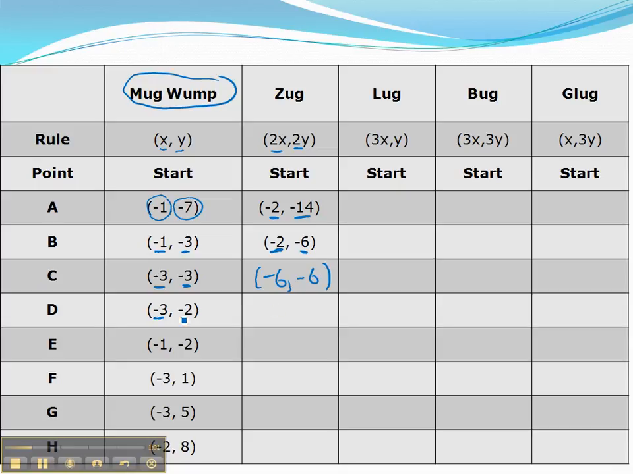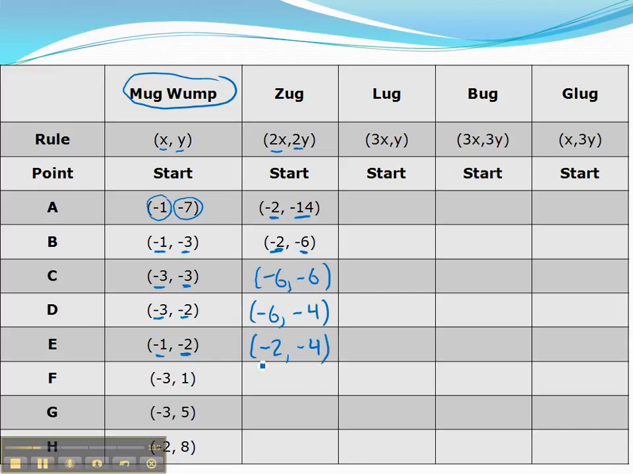For point D, we have -3 and -2. 2 times -3 is -6. 2 times -2 is -4. For point E, we have -1x, -2y. 2 times -1 is -2. 2 times -2 is -4.